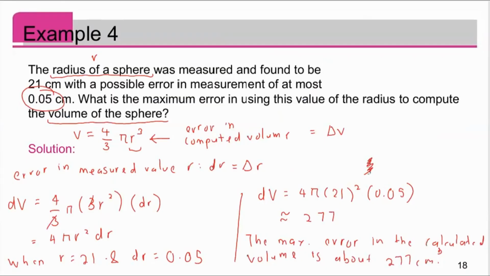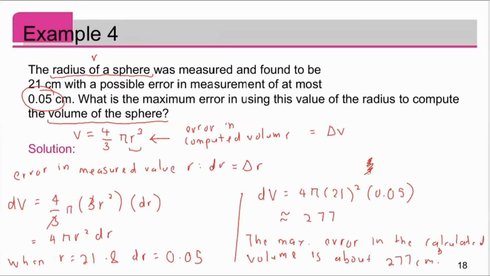So that's the value that we want to obtain, because now we are using dV as the approximation of the actual error. If you want to find delta V, you can find it as well, where you compute the value when r is equal to 21 and r is equal to 21.05 cm. But because we are dealing with a real life problem, sometimes it's not possible for us to get the actual value for delta V, so we can rely on dV as an approximation of the error. So that is what we are doing here.